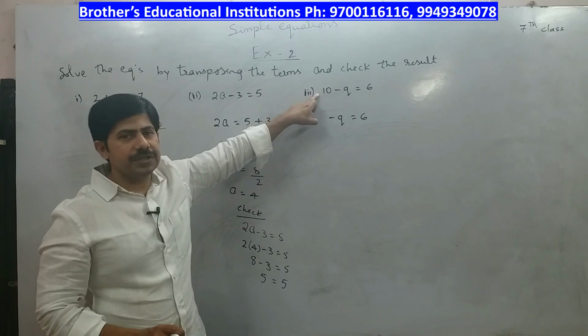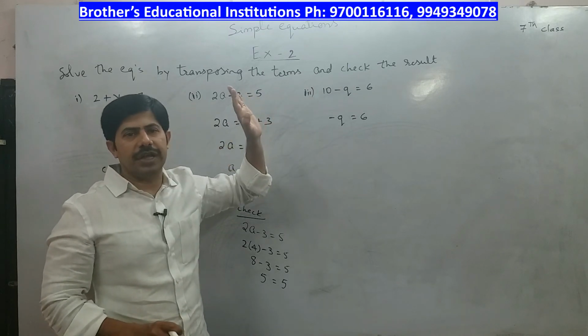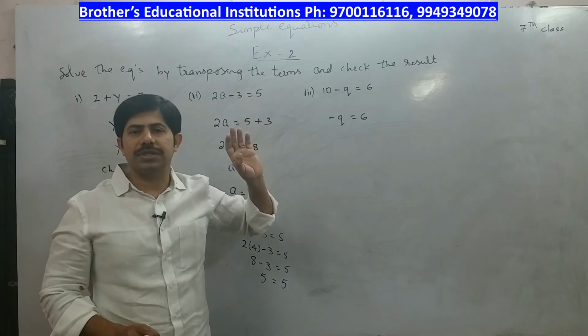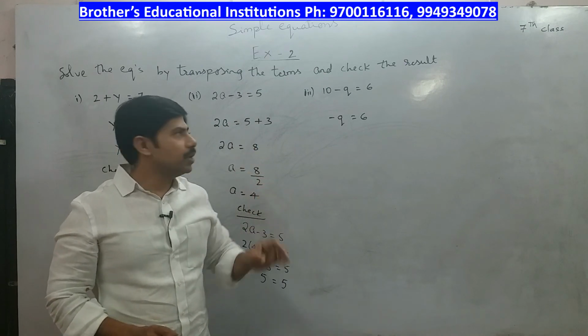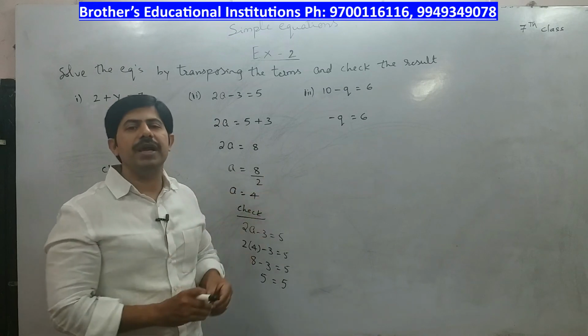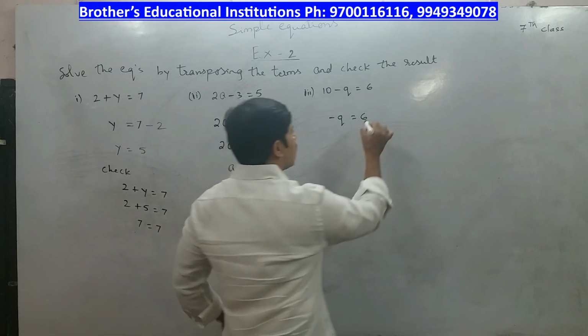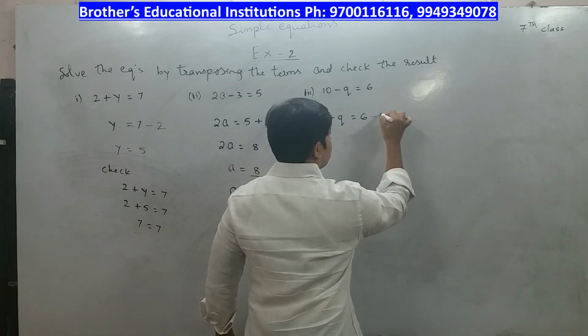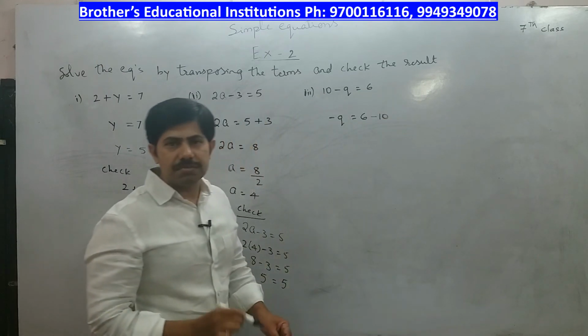Always refer to the left side. We don't have any sign for 10, which means we need to assume the sign as positive. So plus 10, when we transpose it to the RHS, will become minus 10. So here I will write minus 10. So 6 minus 10, I got.